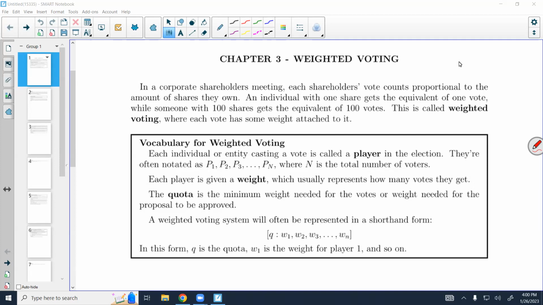So today we're going to start chapter 3, weighted voting. The most common place to see this is, well, the example I give here, a corporate shareholder meeting. Each shareholder's vote counts in proportion to the amount of shares they have. An individual with 1 share gets the equivalent of 1 vote, while someone with 100 shares gets the equivalent of 100 votes. This is called weighted voting, where each vote has some weight attached to it.